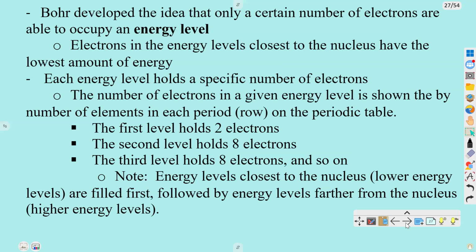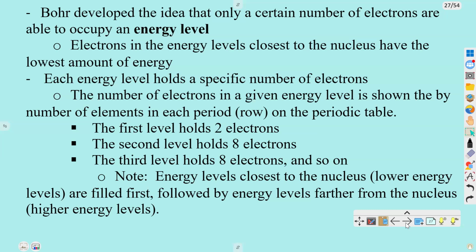So he developed an idea that a certain number of electrons are going to be able to occupy a single energy level. The ones that are closest to the nucleus are going to have the lowest amount of energy, and the further out we get, the more energy they get. Each energy level holds a specific number of electrons. And you can figure that out by looking at the period or the row on the periodic table.